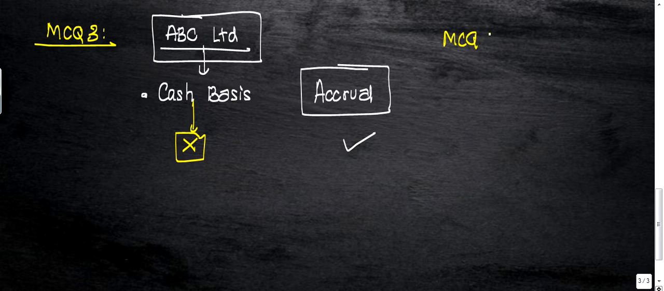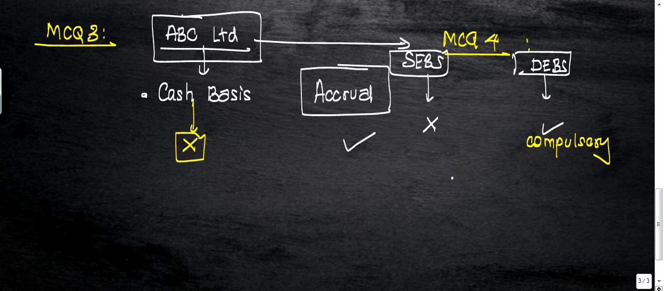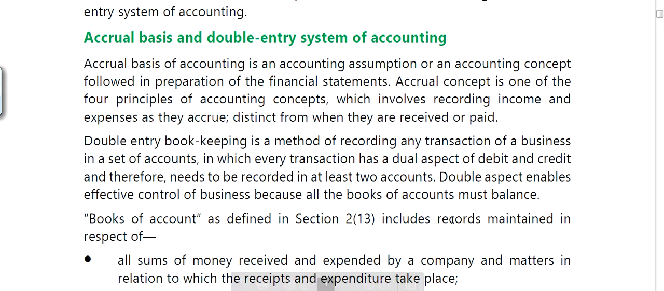MCQ 4, it's all basic questions. ABC Limited is following the single entry book system. Is it correct? Answer is wrong. They have to follow the double entry bookkeeping system. It is compulsory. This is all mentioned in section 128 of the Companies Act. Let's move on.